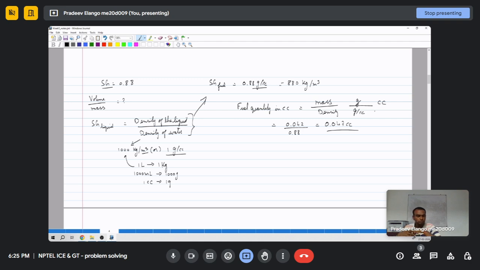Yeah, for water 1 cc is 1 gram. So this 1000 ml is 1000 gram, right? So then we know what 1 ml is. 1 ml in cc, 1 ml is 1 cc. So 1000 ml is 1000 cc is 1000 gram, then 1 cc is 1 gram.